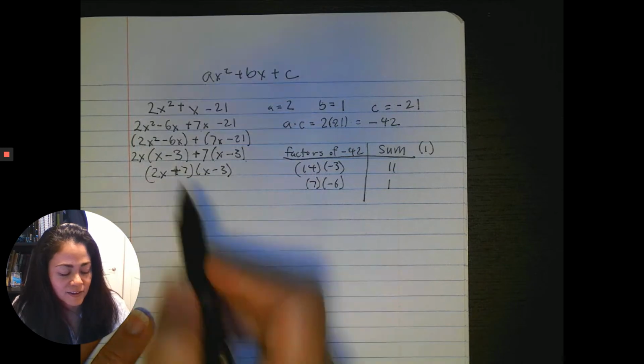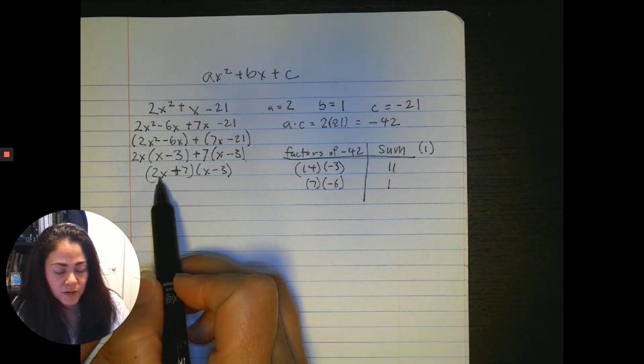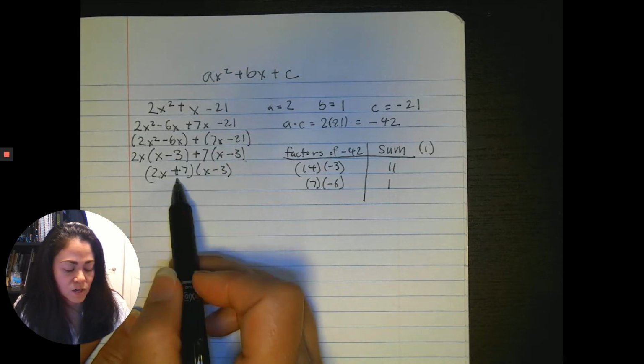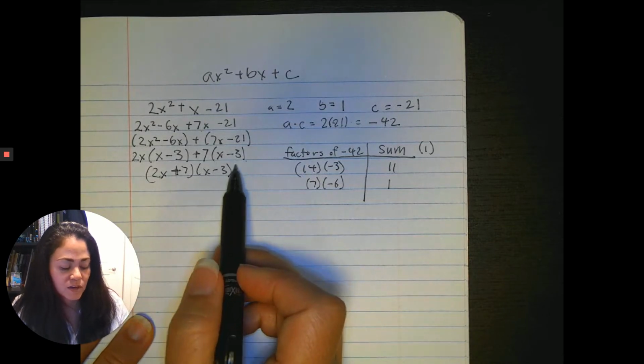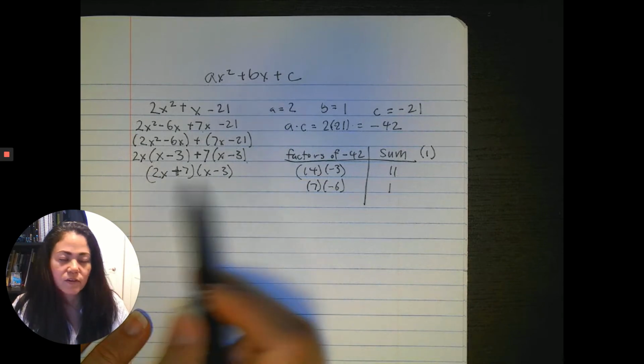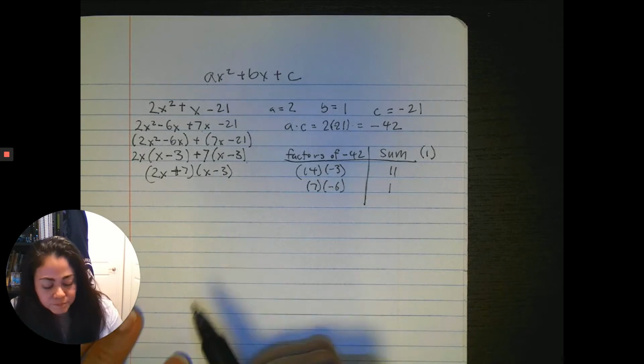Again, this line here is our first term of our first binomial multiplied by the second binomial, and this line here is the second term of our first binomial multiplied by our second binomial. So that turns into this. And of course, you could multiply these two together to make sure that your work is correct. I'm going to move on to another example.